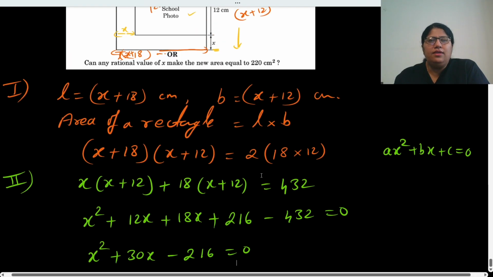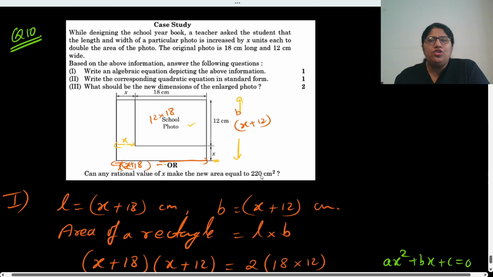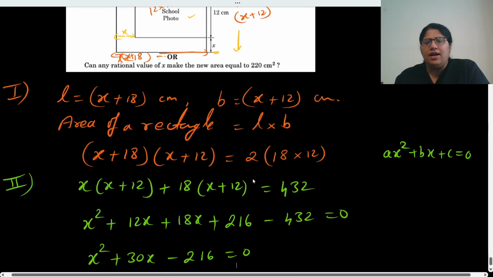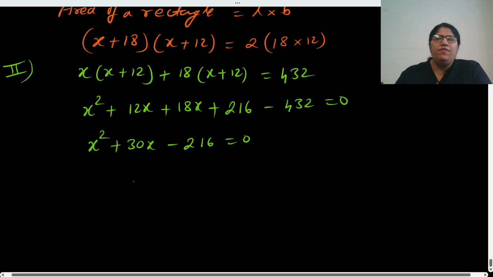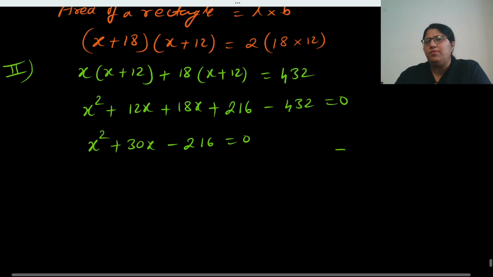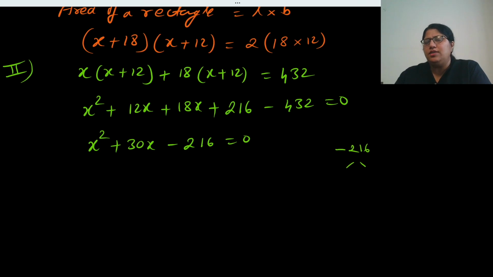Now after that, in the third bit, what is written here? What should be the new dimension of the enlarged photo? So we need to find that out. First, for the enlarged photo, we need to get the value of x. Now you need to get the value of x, you need to factorize. So what is the product here? Minus 216. So list all the factors.